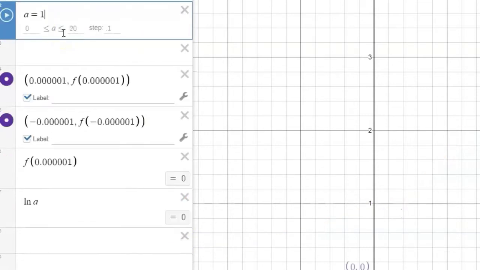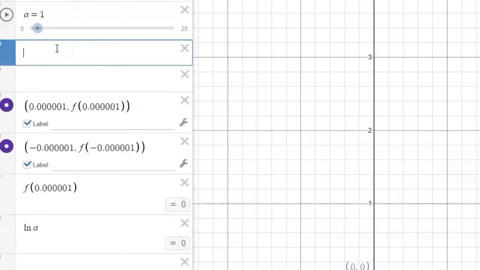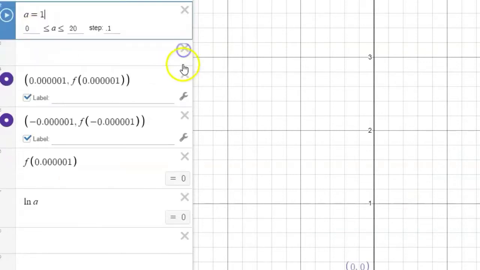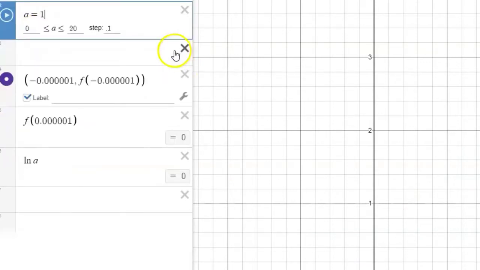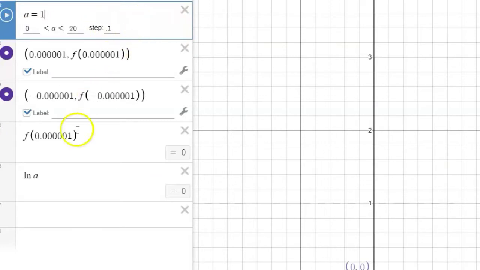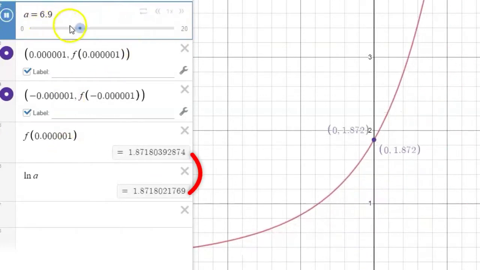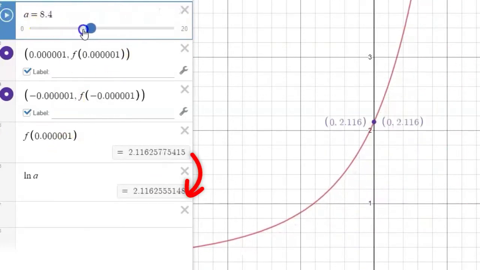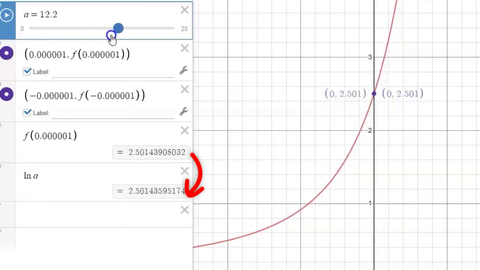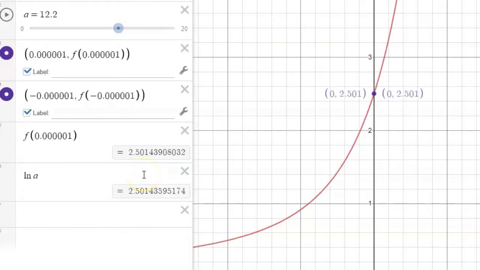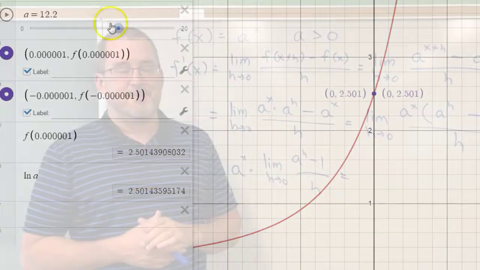And again, for bases other than e, we can see that the limit is the natural log of a. Boom. Let's go back to the board and see how that wraps up our proof.